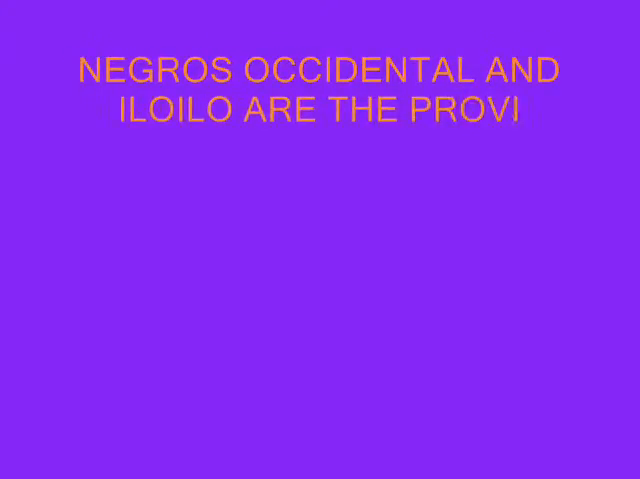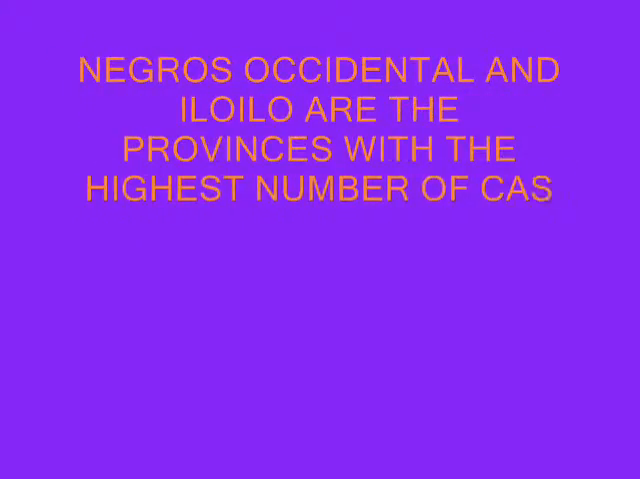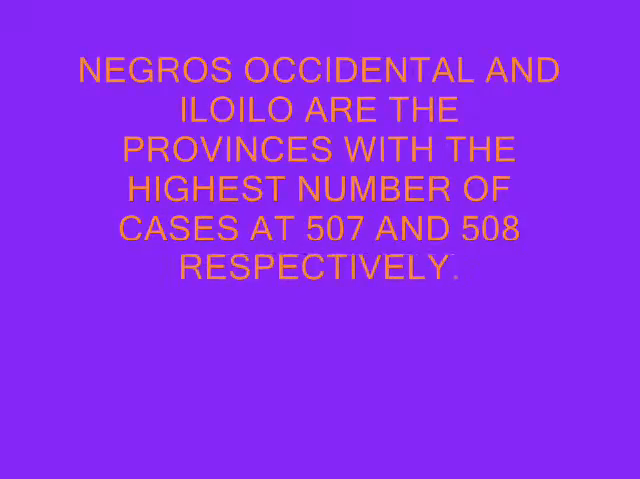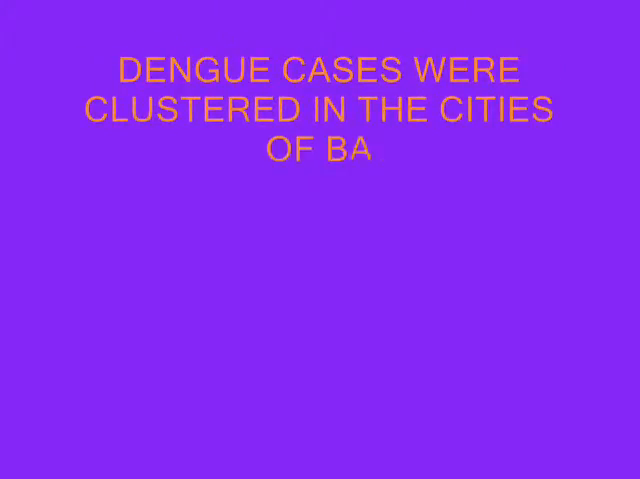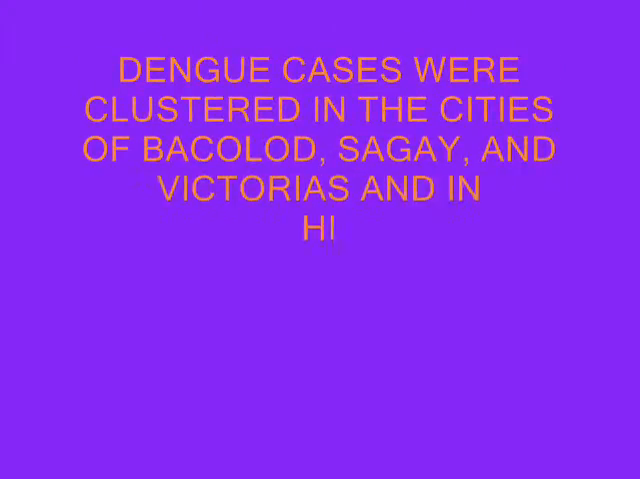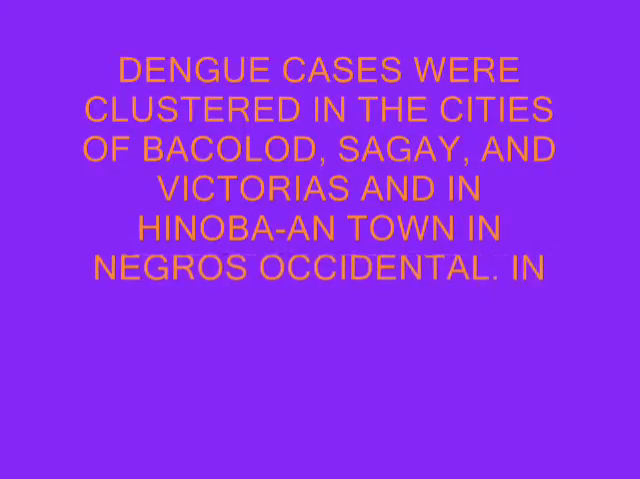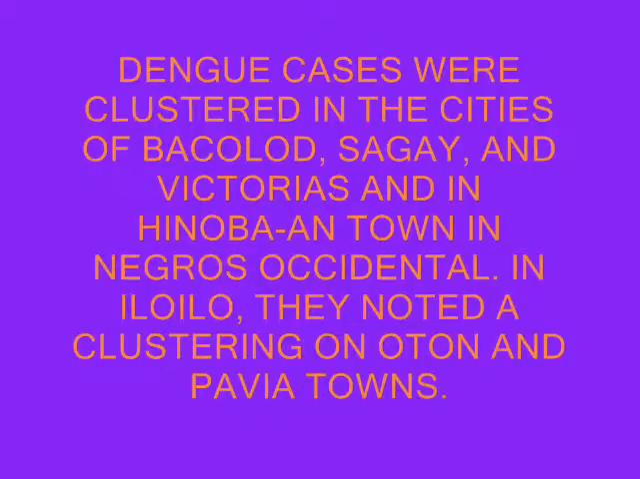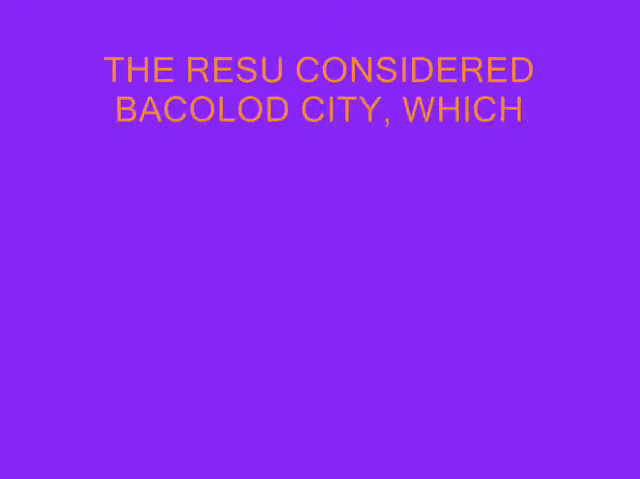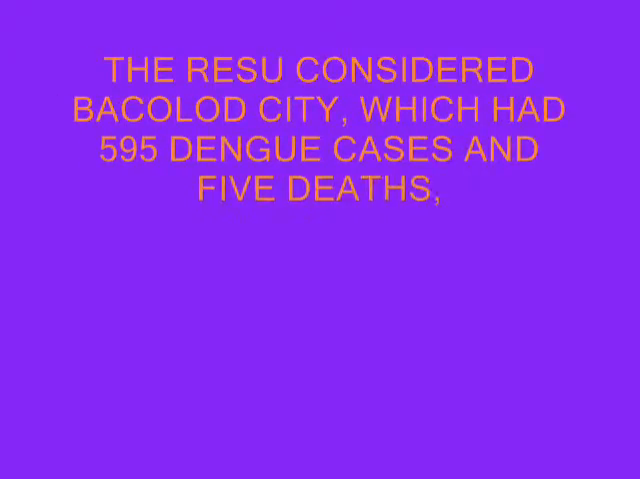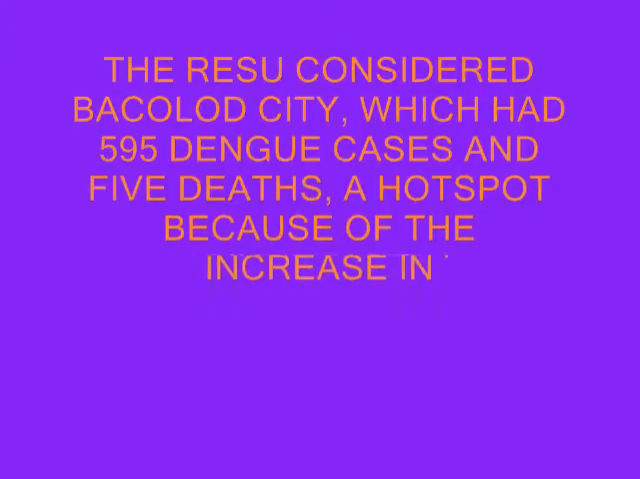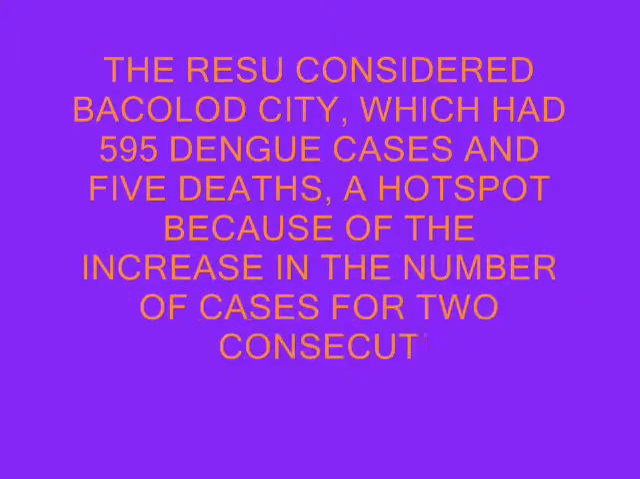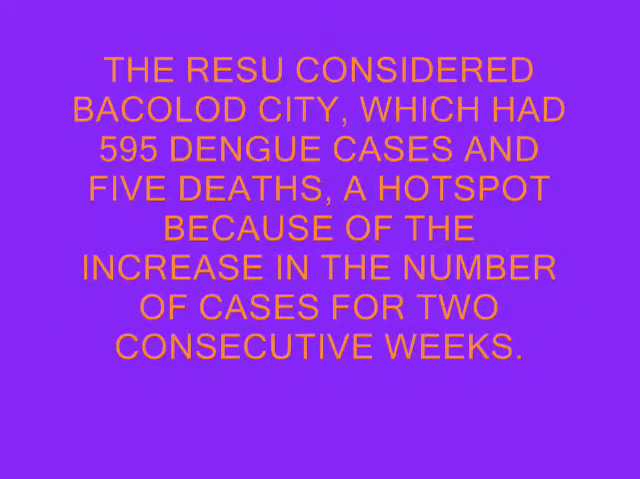Negros Occidental and Iloilo are the provinces with the highest number of cases at 507 and 508 respectively. Dengue cases were clustered in the cities of Bacolod, Sagay, and Victorias, and in Hinubaan town in Negros Occidental. In Iloilo, they noted a cluster in Oton and Pavia towns. They considered Bacolod City, which had 595 dengue cases and 5 deaths, a hotspot because of the increase in the number of cases for 2 consecutive weeks.